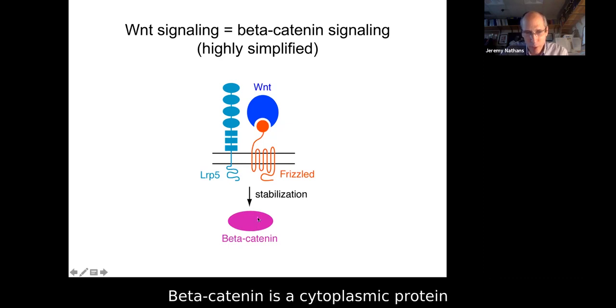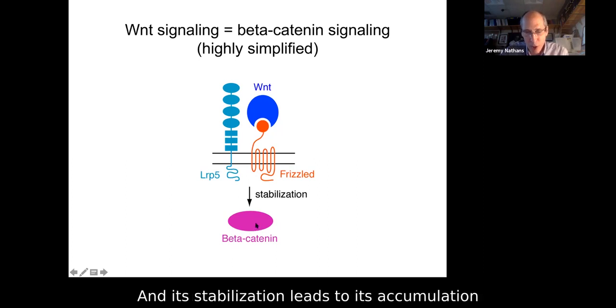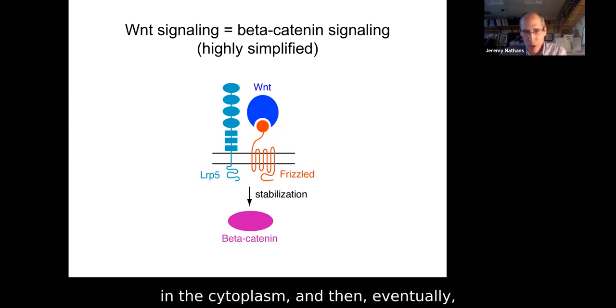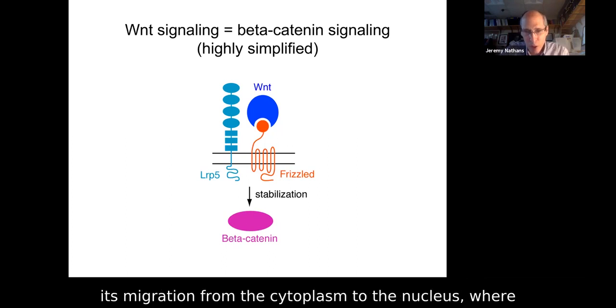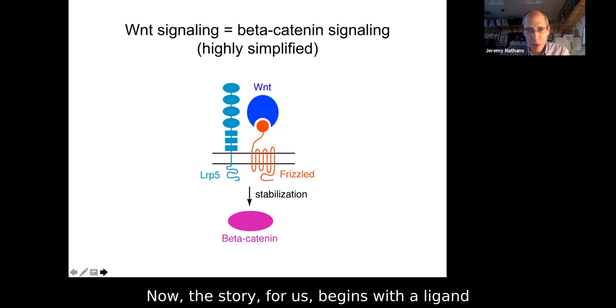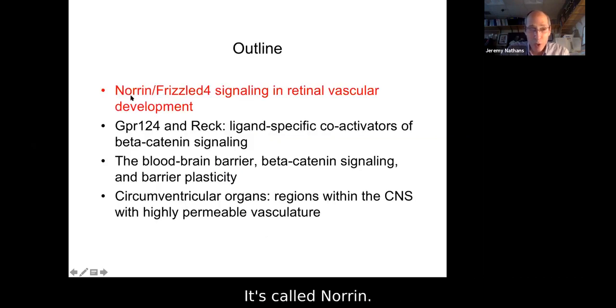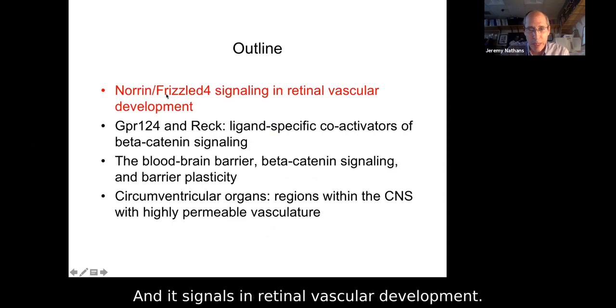Beta-catenin is a cytoplasmic protein that is normally turned over at a very high rate, and its stabilization leads to its accumulation in the cytoplasm, and then eventually its migration from the cytoplasm to the nucleus, where it and its partners control transcription. Now, the story for us begins with a ligand that is actually not Wnt. It's called norrin, but, as I'll show you in a minute, it behaves very much like a Wnt, and it uses one frizzled, frizzled 4, and it signals in retinal vascular development.